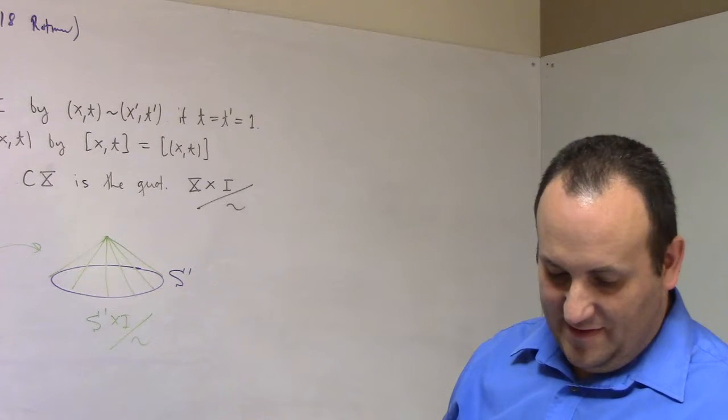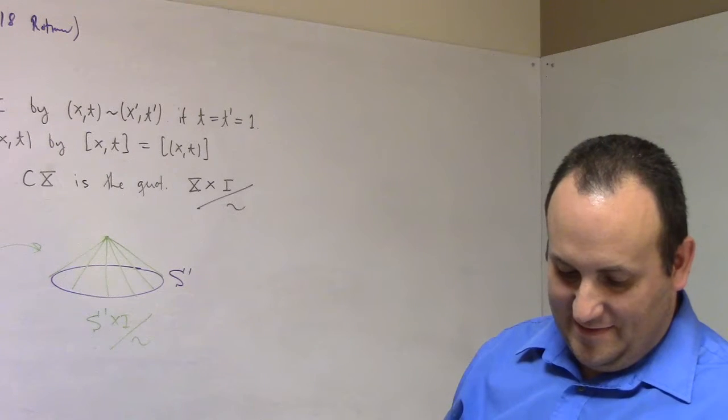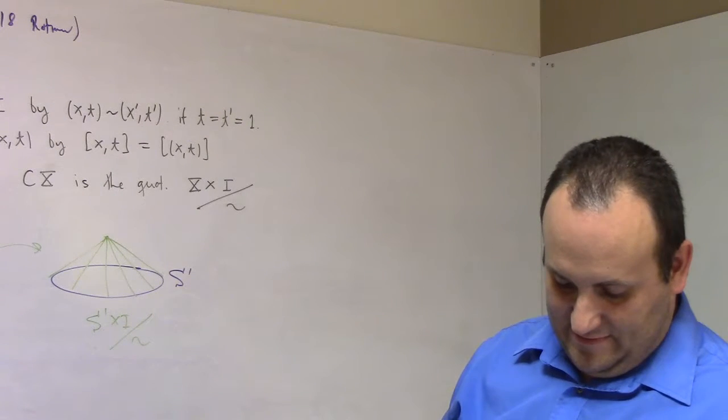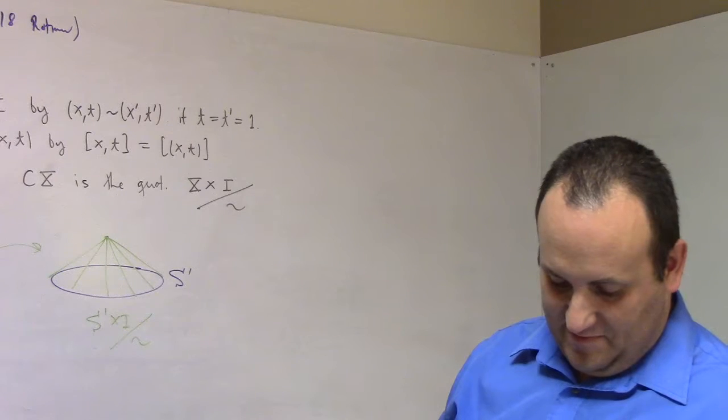He warns that the picture is fine when X is compact Hausdorff, but it may be misleading otherwise. He says the quotient topology may have more open sets than expected. He then gives an example down at the bottom.